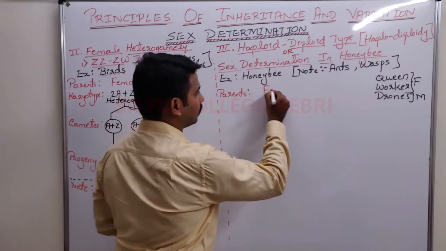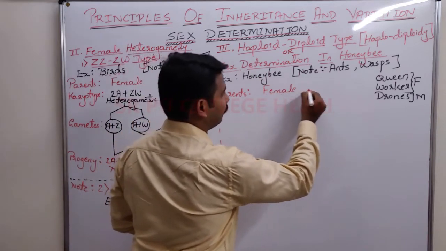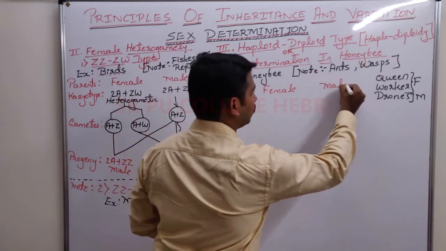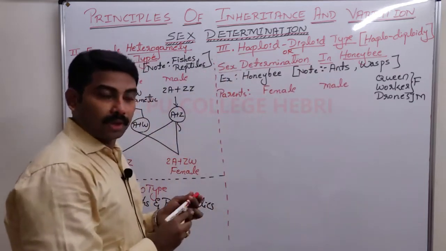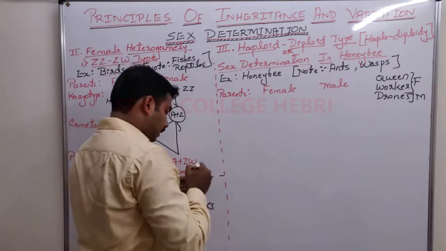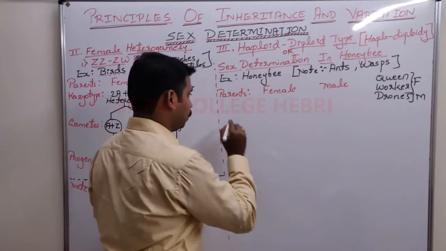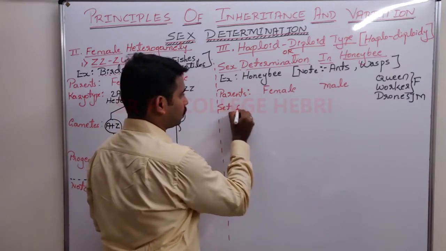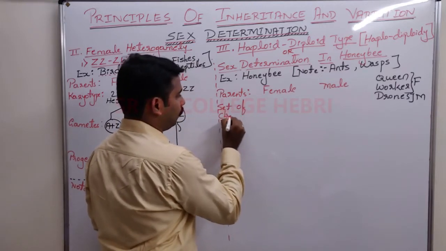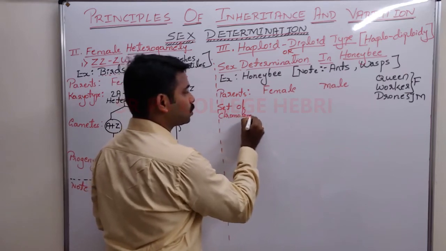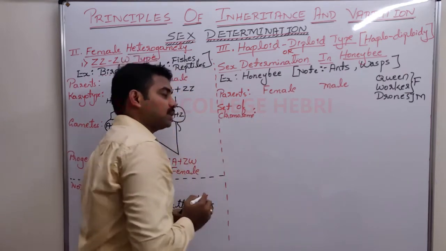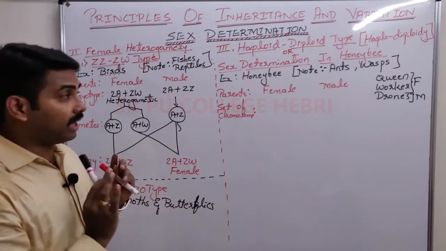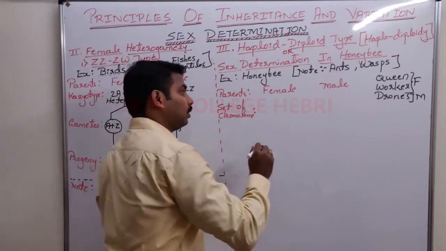Okay. Now, if I look at this, in case of honeybee, as parents, I will take here the female bee and I will take which one? Male bee. If you observe the set of chromosomes, here I am not interested in X and Y. Here we are focusing only on the set of chromosomes.